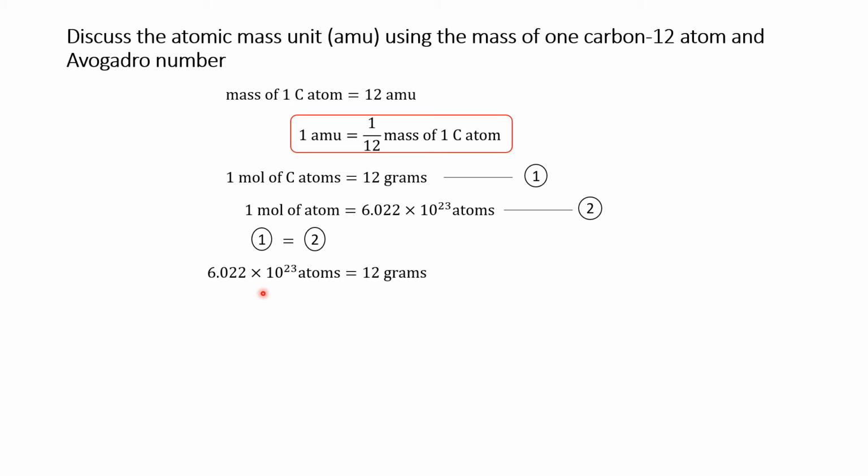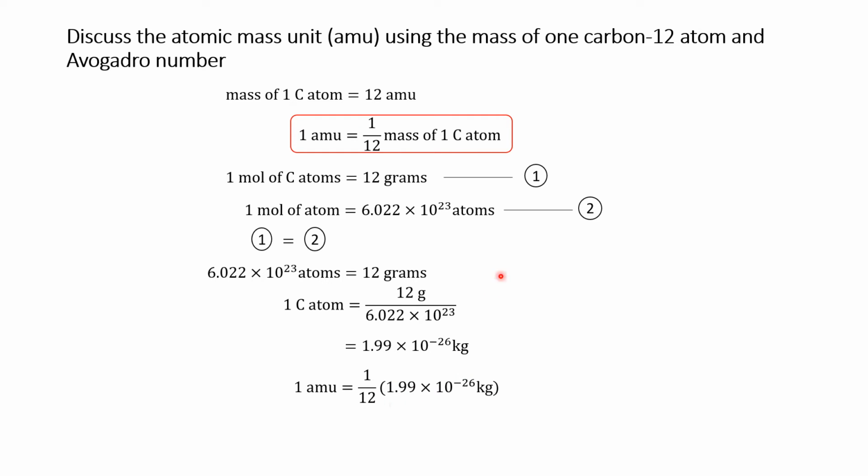So as this many atoms is equal to 12 grams, now we want to find the mass of one carbon atom. So one carbon atom is equal to 12 grams divided by the Avogadro constant or Avogadro number, which is 6.022 times 10 to the power of 23. So for one carbon atom, the mass is 1.99 times 10 to the power of negative 26 kilogram.